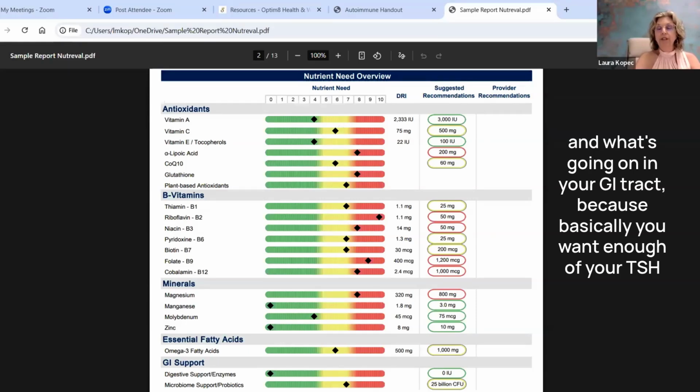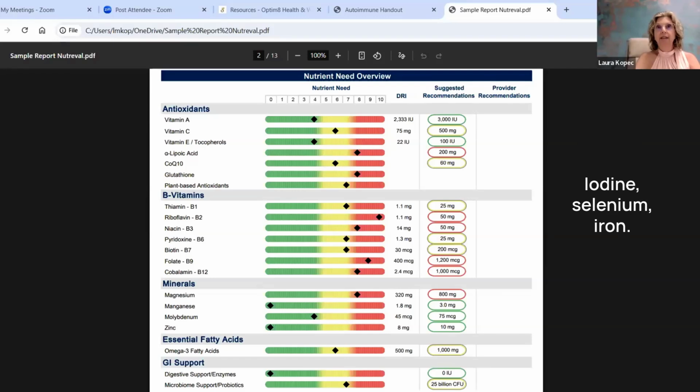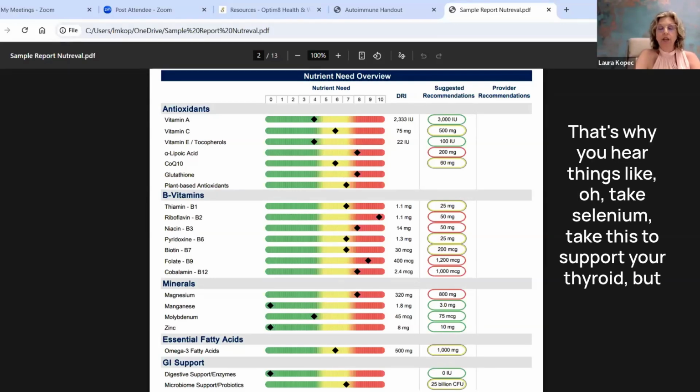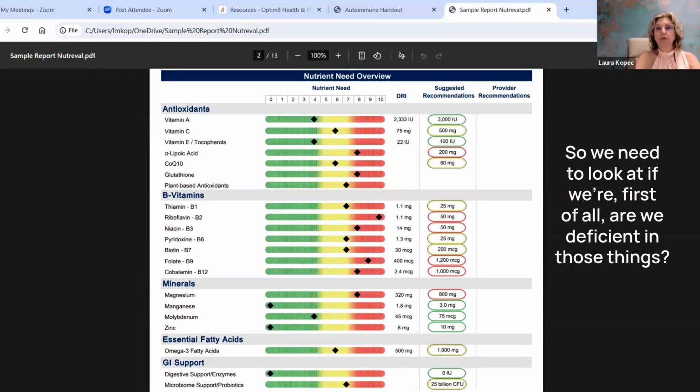Because basically, you want enough of your TSH, thyroid stimulating hormone, to combine correctly with some of your minerals: iodine, selenium, iron. That's why you hear things like, oh, take selenium, take this to support your thyroid. But we actually should be getting enough of that from food and storing it correctly. So we need to look at, first of all, are we deficient in those things?